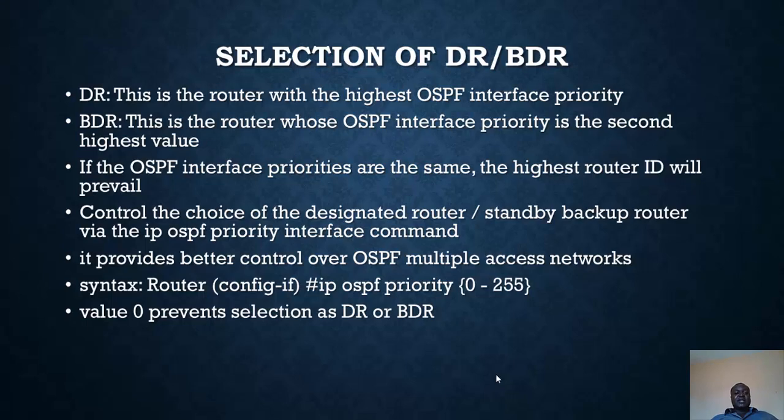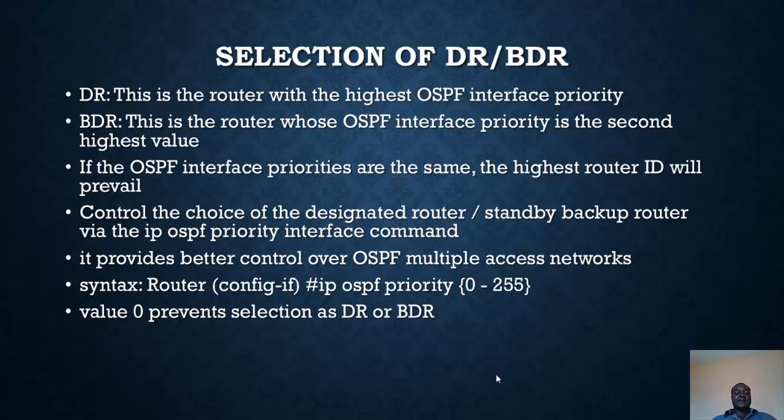The designated router is the router with the highest OSPF interface priority. The backup designated router is the router whose OSPF interface priority is the second highest value. If the OSPF interface priorities are the same, the highest router ID will prevail. You can control the choice of the designated router and backup designated router via the ip ospf priority interface command.